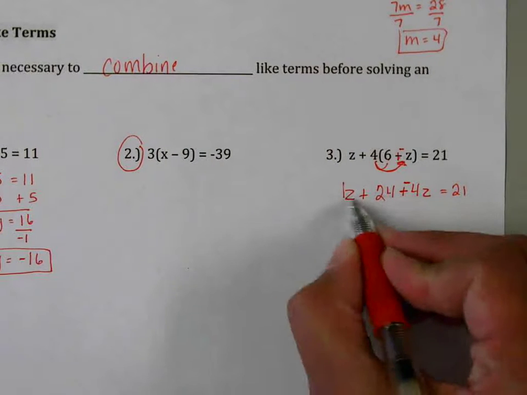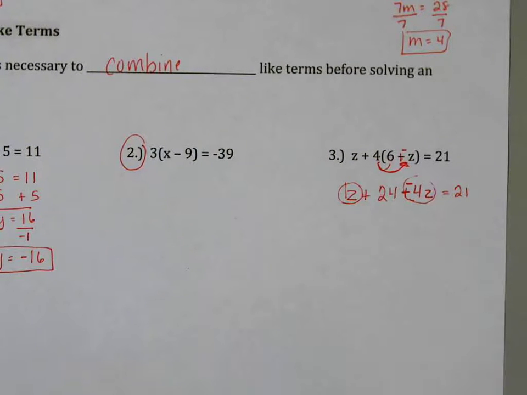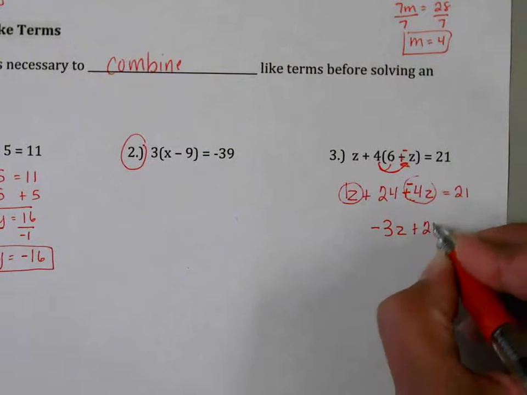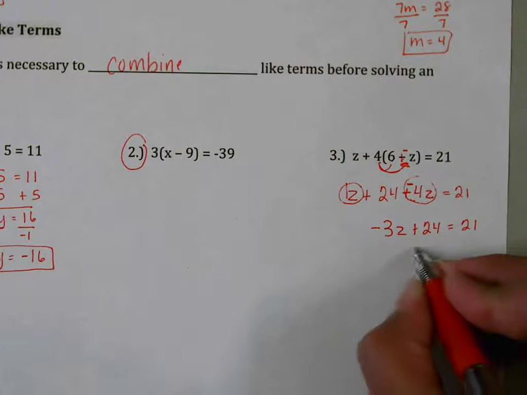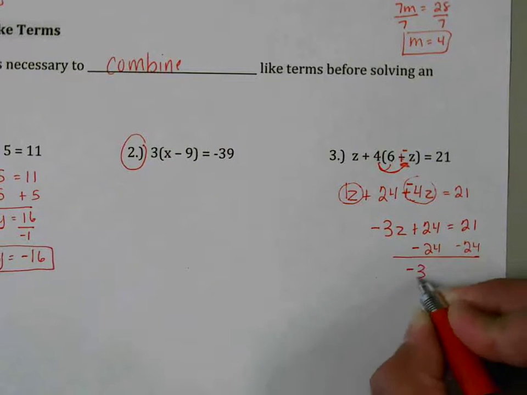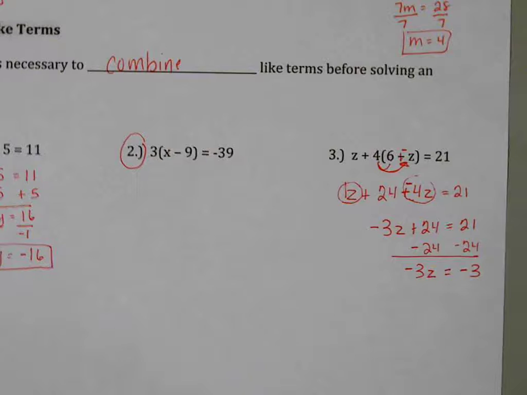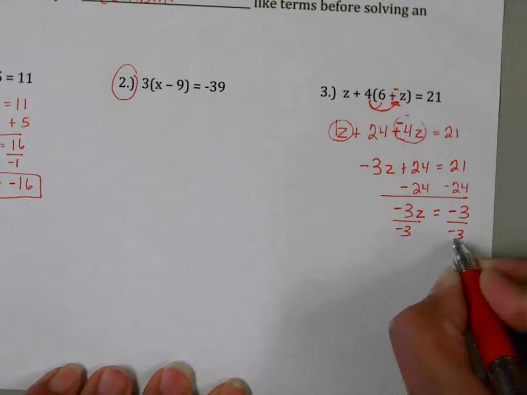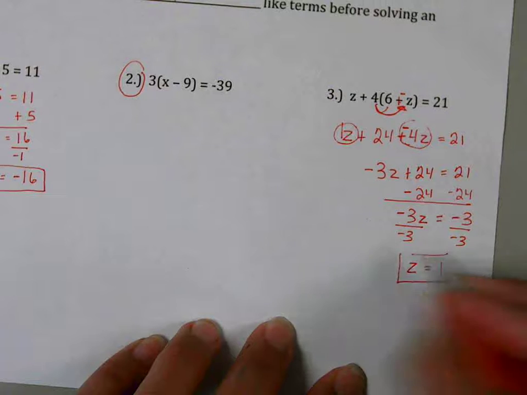So 1z, these are our like terms, now we have to combine. 1z plus a negative 4z is a negative 3z, plus 24 equals 21. Going to subtract 24 from both sides. Left with negative 3z equals a negative 3. And now I'm going to divide by a negative 3. And I'm left with z equals positive 1.